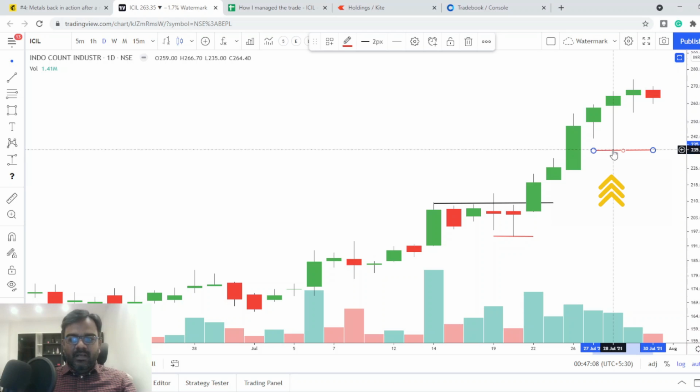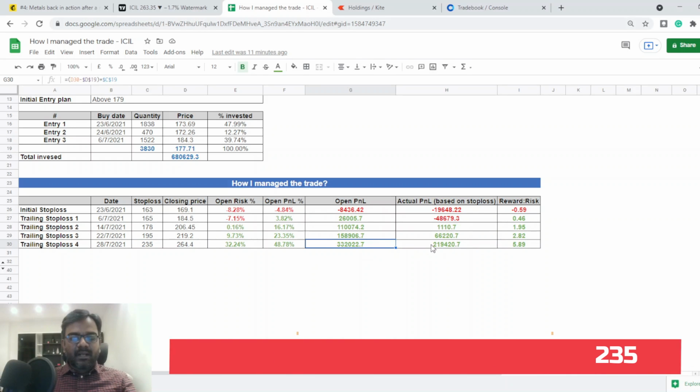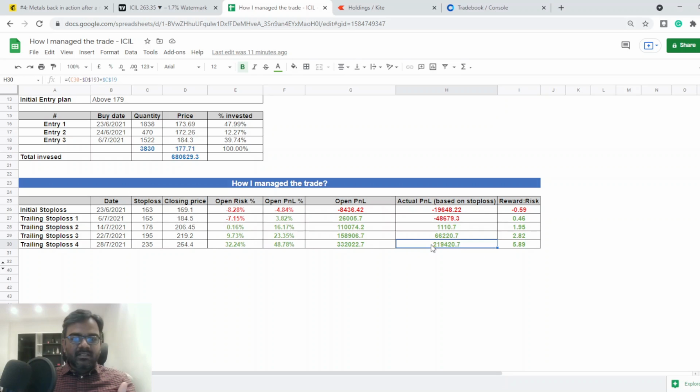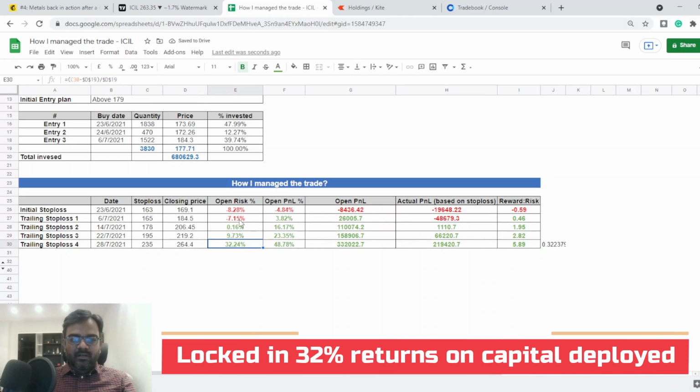So now, as of today, I'm moving my stop loss to 235 rupees. So that's here, updated here, and as of 28th July, 235 rupees, and the open P&L is 3.3 lakhs, but I'm locking in, or I'm assuring myself that I have made 2.19 lakhs, right? So on an investment of 68, on investment of that much, so how much am I assuring myself? I'm assuring around 32%.